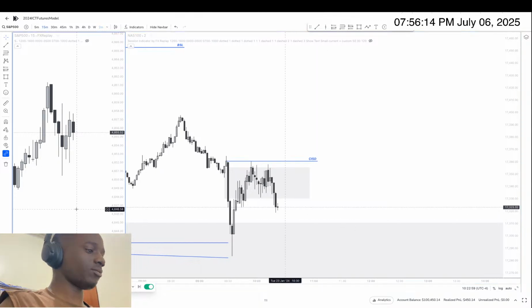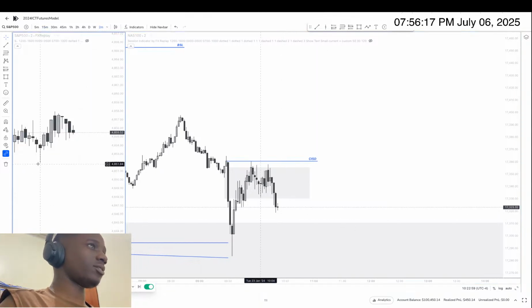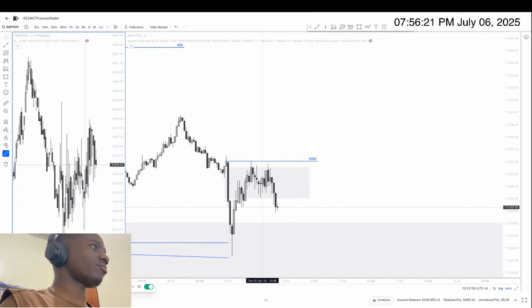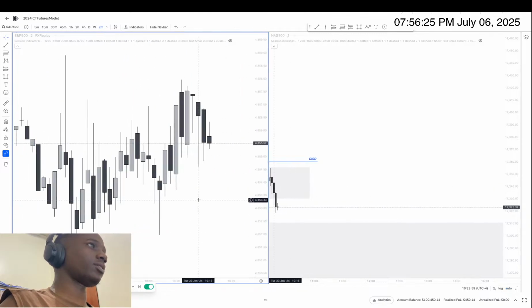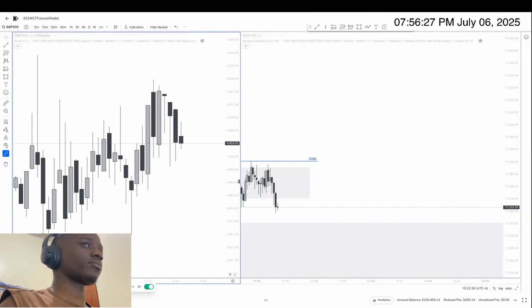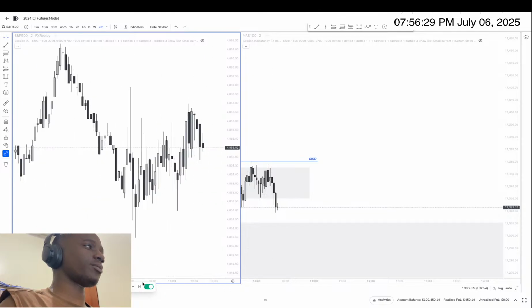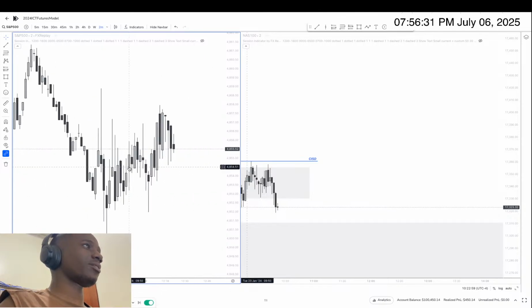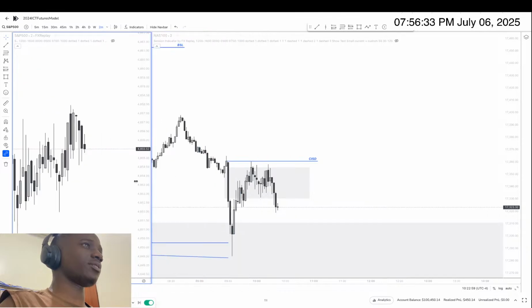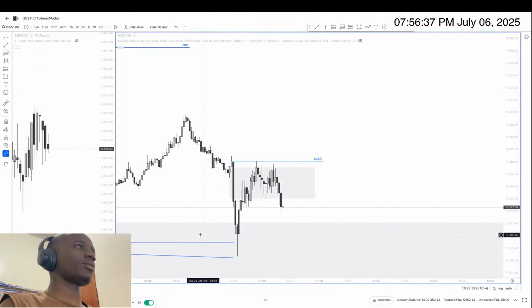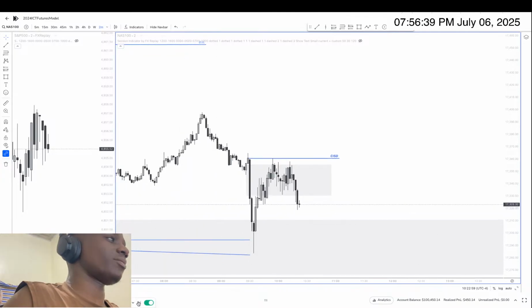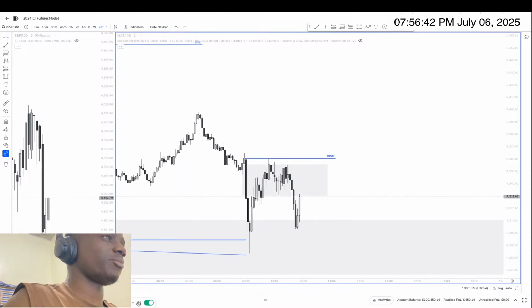So let's see how it's looking on the S&P 500. The S&P 500 is creating another internal SMT somehow. Let's see. I don't know why S&P is looking really dirty. These candles are really not clean. But yeah, we also have a fair value gap here. Let's see if it gets respected or if we get another internal manipulation.